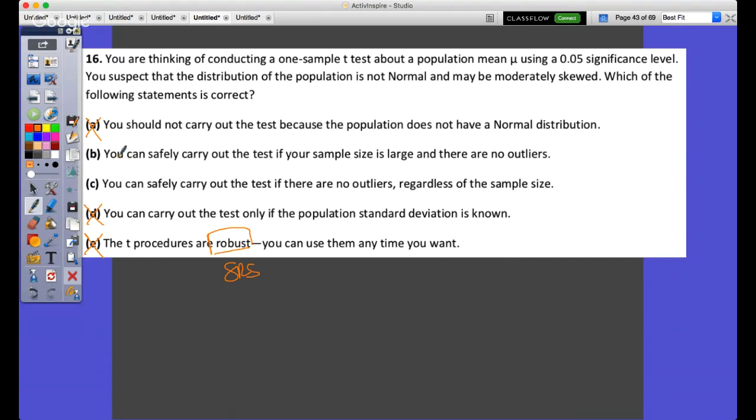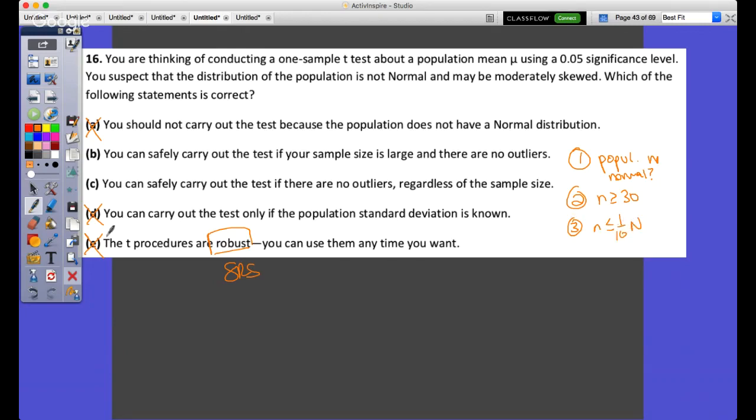B, I threw out initially. You could safely carry out the test if your sample size is large and there are no outliers. I don't like this question, and here's why. Mainly because there's three conditions, right? Condition one, population distribution, is it normal? That's condition one. Condition two is n greater than or equal to 30. Condition three, sample size of 1/10 of big N, right?